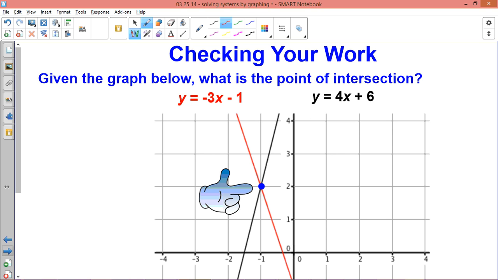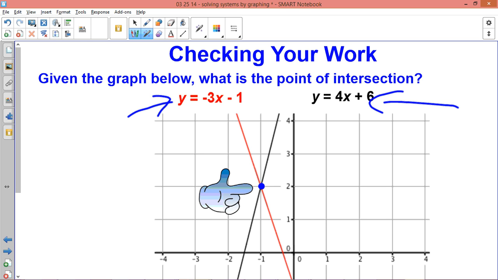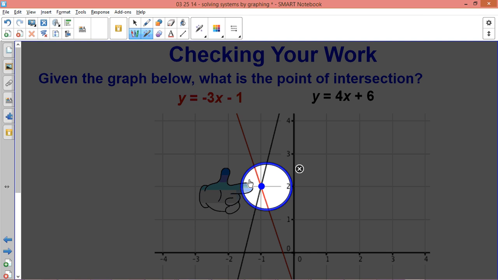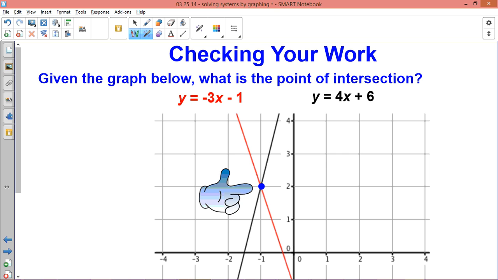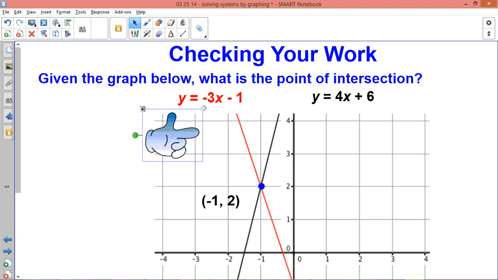So once you have graphed two linear equations, as you see here, this is already graphed for us. We have y equals negative 3x minus 1. That's the red line. We have y equals 4x plus 6. That's the black line. Once we have graphed them, it looks like we have an intersection, right? And it looks like it is right here on the point. Well, you tell me, what point does it look like it is? If you said negative 1, 2, you're absolutely right.